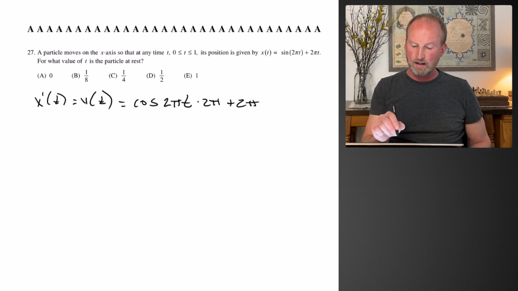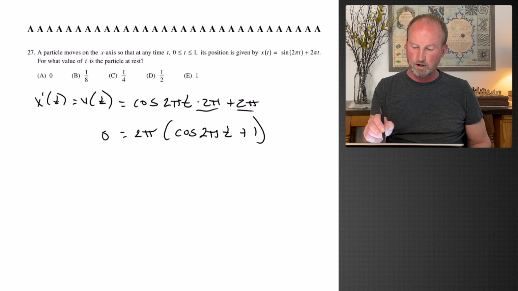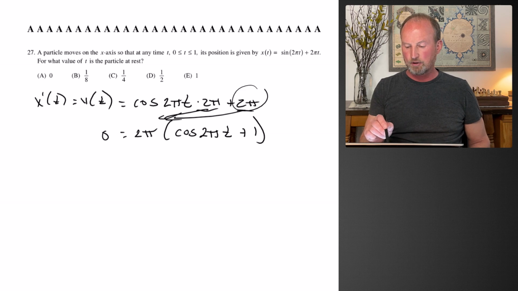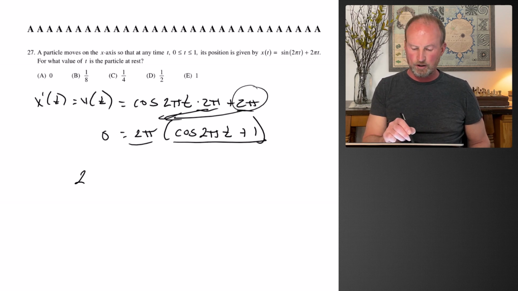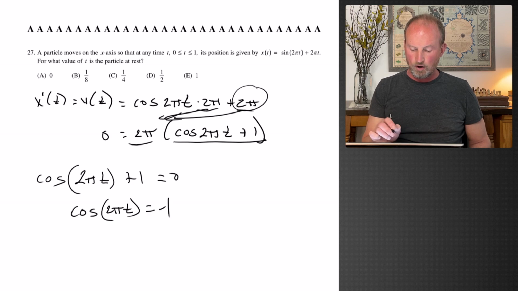I want to know, when is that thing at rest? When is that equal to 0? I see a 2 pi common in both, not the inside 2 pi, but this 2 pi and that 2 pi. I'm going to factor that 2 pi out, and this becomes a 1. So when is 2 pi equal to 0? Never. It's 2 pi. When is cosine of 2 pi t plus 1 equal to 0? Well, that would be when cosine of 2 pi t equals a negative 1.